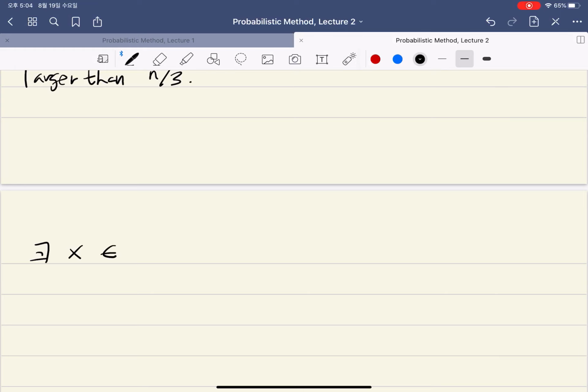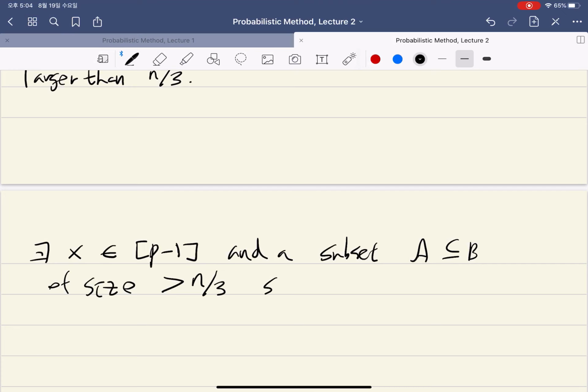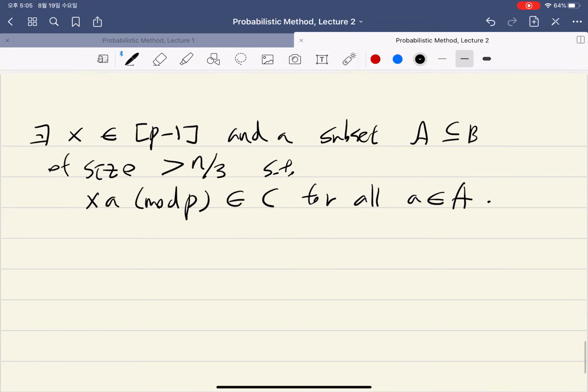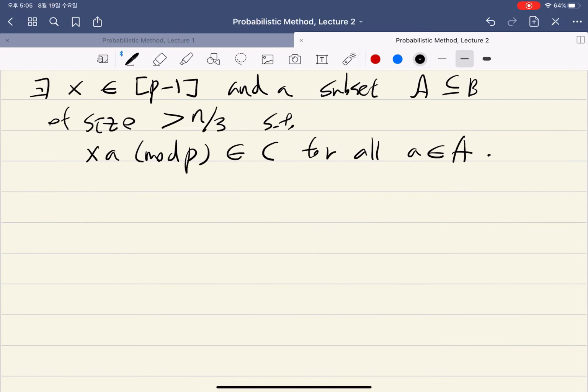So there exists x in here and a subset A of B of size bigger than n over 3, such that xa modulo p is in C for all a in this A. So that means, since C is sum-free, xa1 plus xa2 is never xa3. This happens for all a1, a2, a3 in A. That means a1 plus a2 is never a3 in A as well.